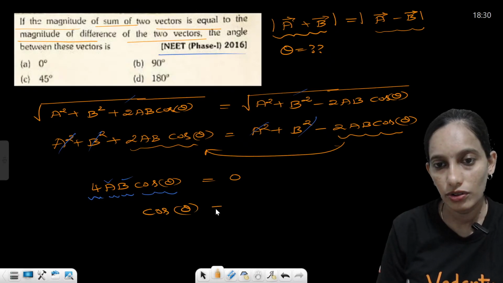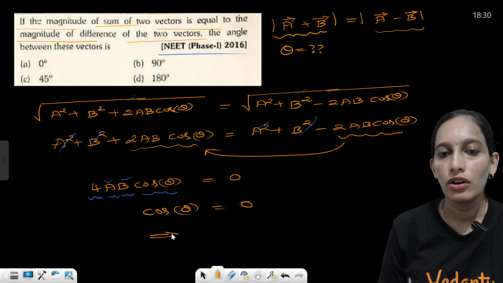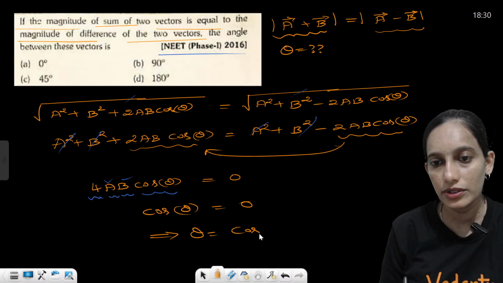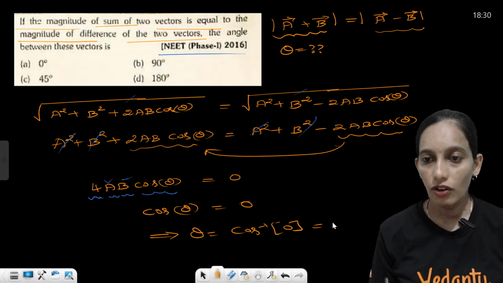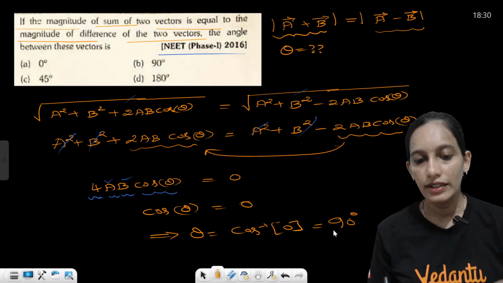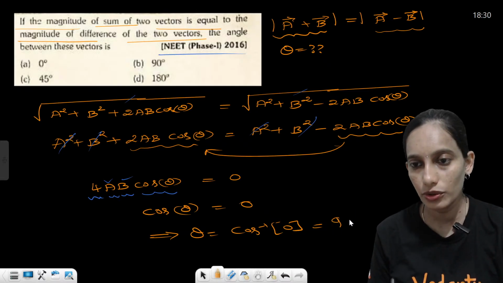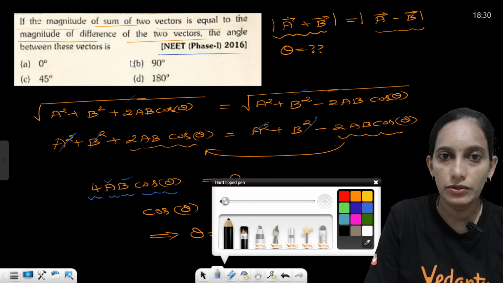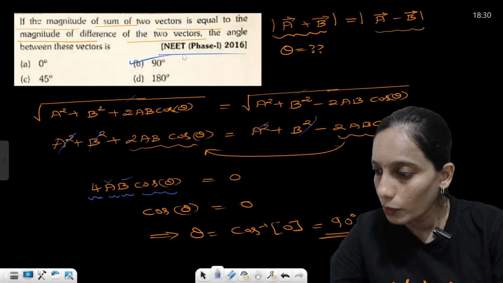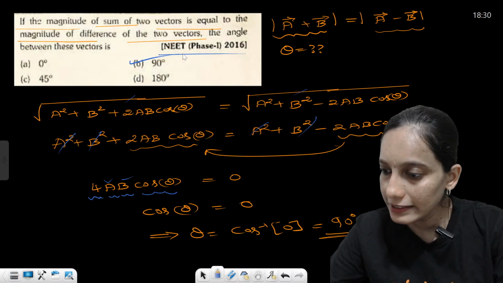Must and should, cos theta will be equal to 0, or theta will be equal to cos inverse 0. So at what angle is cos 0? cos is 0 at 90 degrees. Hope you know this. 90 degrees. Yes or no? That is, option B is the correct answer.